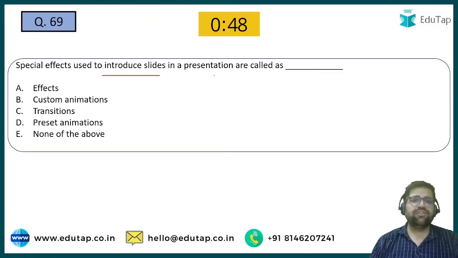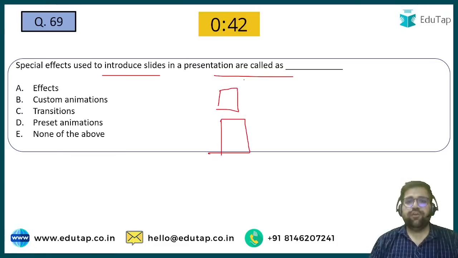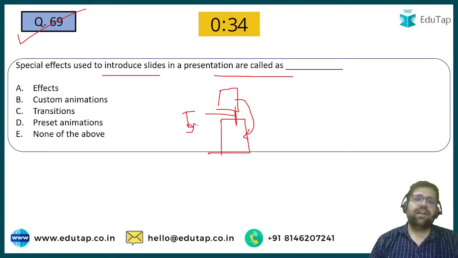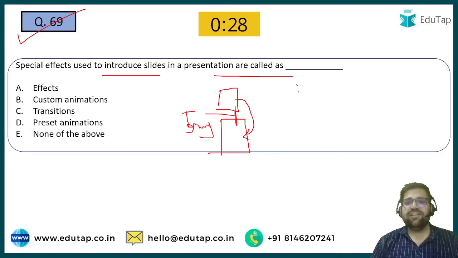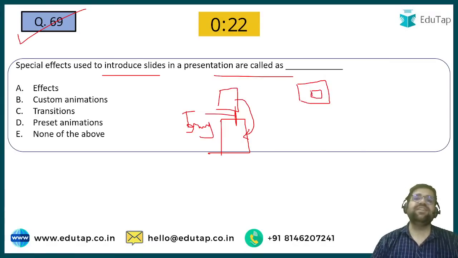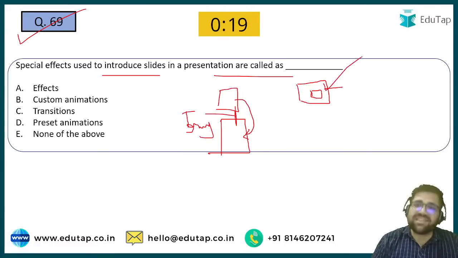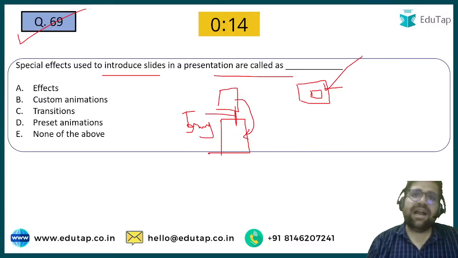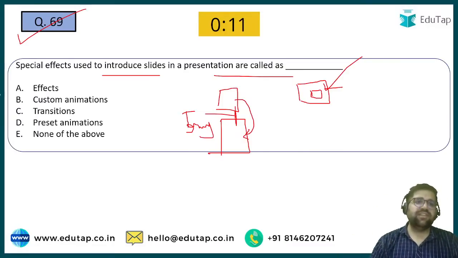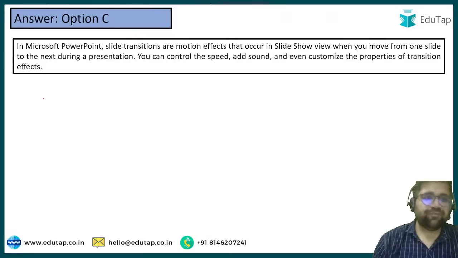Special effects used to introduce slides in presentation. Now remember, when I'm using slide 1, I'm using slide 2. For example, my current slide is of question number 69. When I switch from question number 69 to question number 70, I can use what? Transitions. Transitions means how slide 70 will come. But if on this particular slide I want to set some animations, animations means how this image will come on this slide only. If you are doing artwork on one slide, that is animation. Between two slides, it is transitions. Okay, let's move ahead.